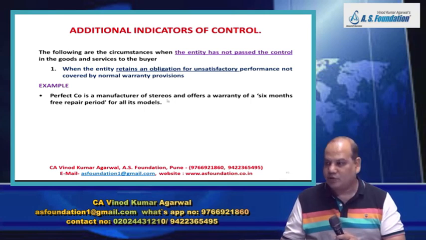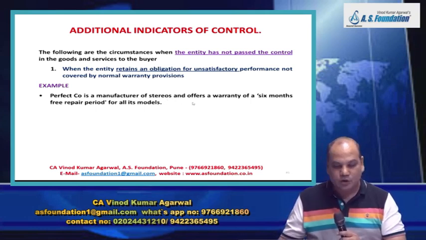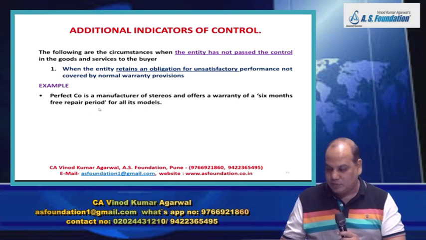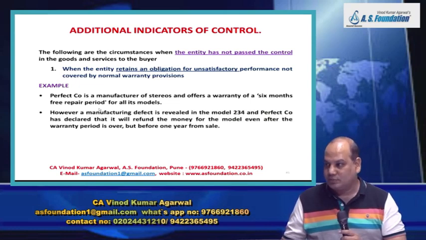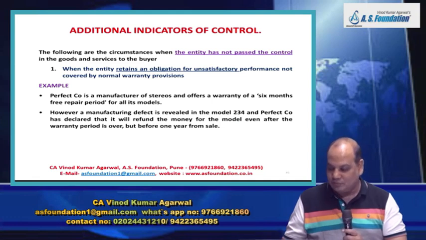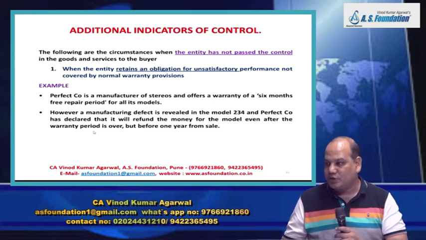Perfect Company is a manufacturer of stereos and offers a warranty of 6 months free repair period. That is their normal warranty for all its models. However, a manufacturing defect is revealed in the model number 234 and Perfect Company has declared that it will refund the money for the model even after the warranty period is over, but before 1 year from the sale.